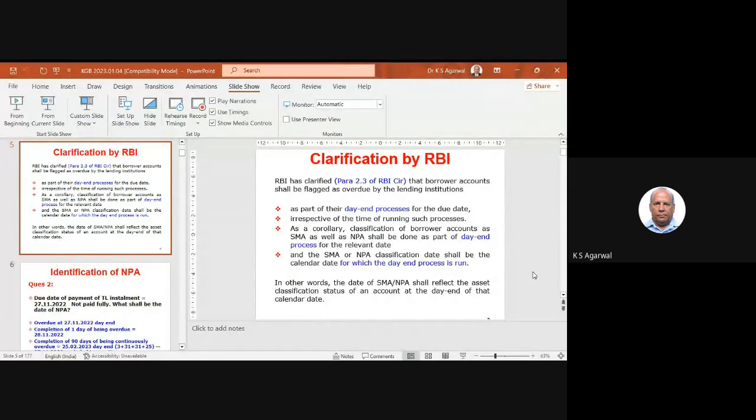Now RBI has clarified, in para 2.3 of the RBI circular, that the borrower account shall be flagged as overdue by the lending institution as part of their day-end process for the due date, irrespective of the time of running such process. So I can run the day-end at 5 p.m., I can run the day-end at 6 or 10 or 12 p.m. Whenever the day-end process for the due date is run, this account will be categorized as overdue. This is the change brought about by Reserve Bank of India.